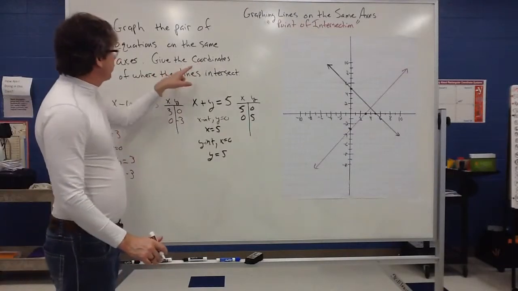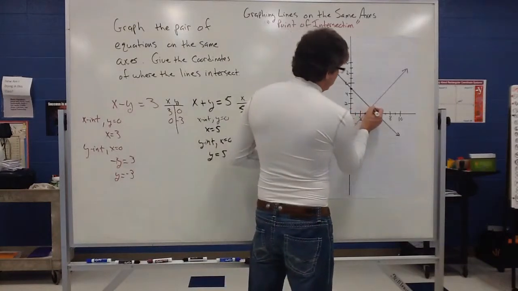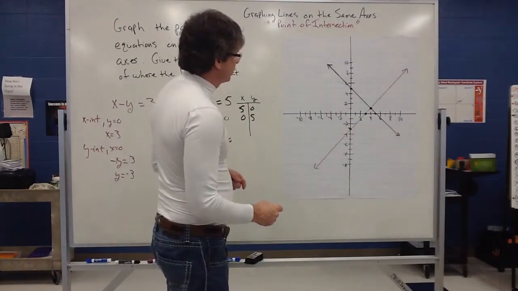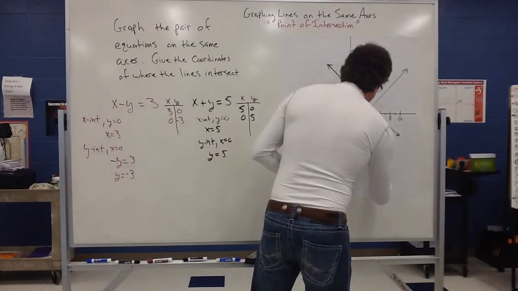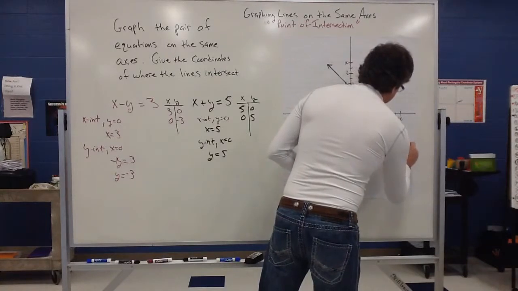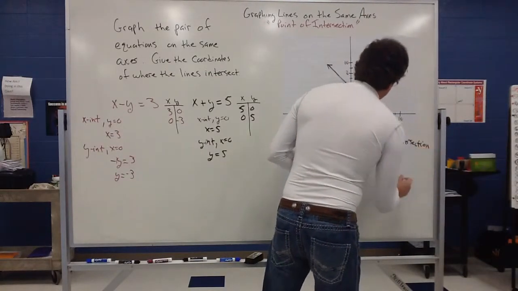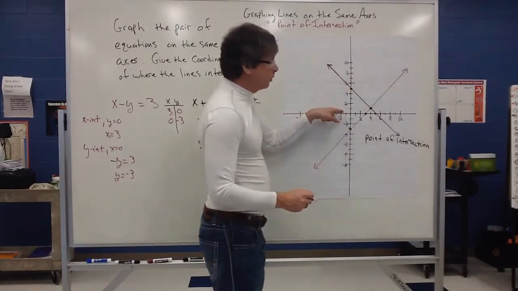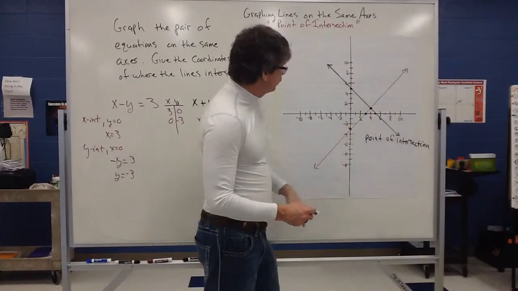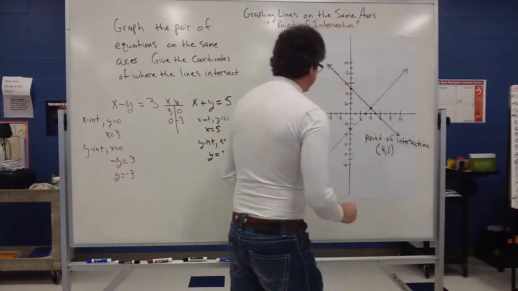and what they want us to do is give the coordinates where the lines intersect. So where the 2 lines meet is called the point of intersection. It looks like they meet right here. So that is going to be our point of intersection. Again, you have to start from the origin to identify that ordered pair. So from the origin, you have to go over 4 and up 1. So 4, 1 is going to be my point of intersection.